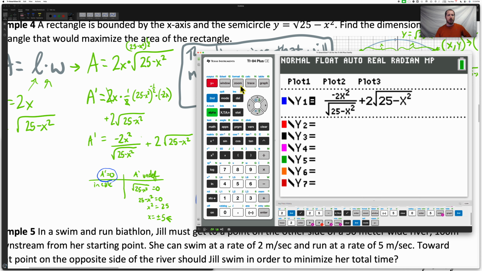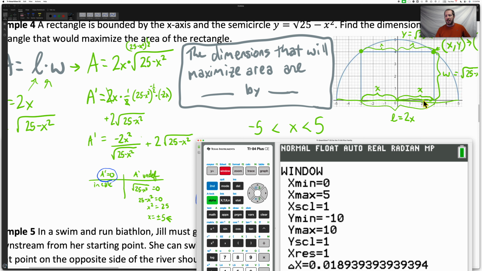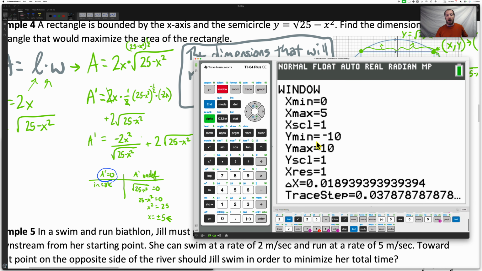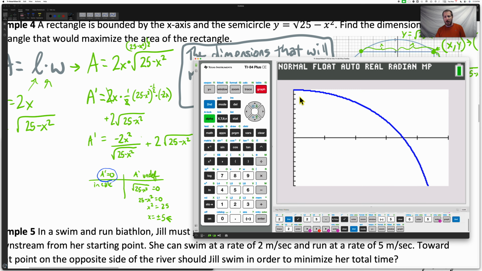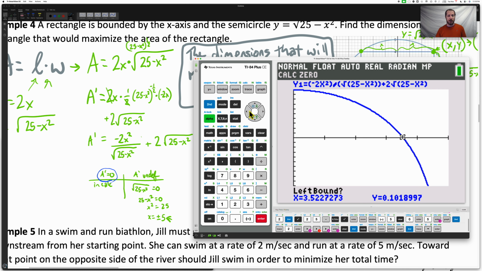And then for our window, I'm just going 0 to 5. You could go -5 to 5, but any x values that are positive are going to give us the same rectangle for a negative x value, since it's an even function. It's symmetric about the y-axis. Y min and max don't matter as long as you go from negative to positive, so we can see that x-axis. So when we graph it, we see a zero here. Again, don't just use trace and approximate it. We have our calculators to get an answer accurate to the nearest thousandths.